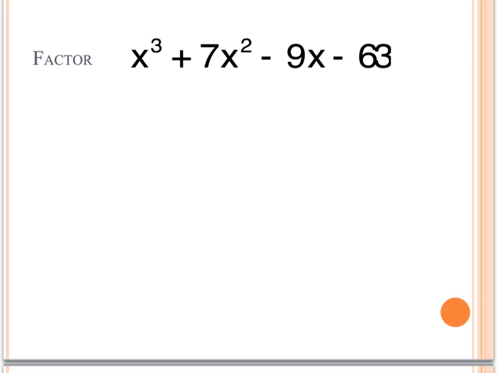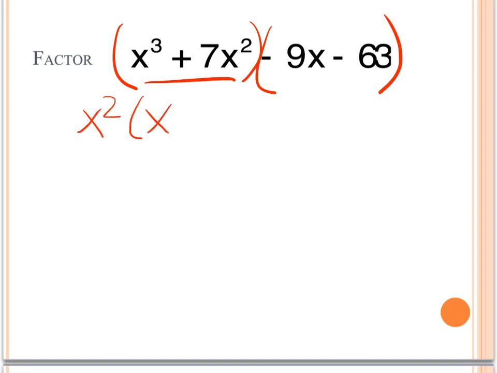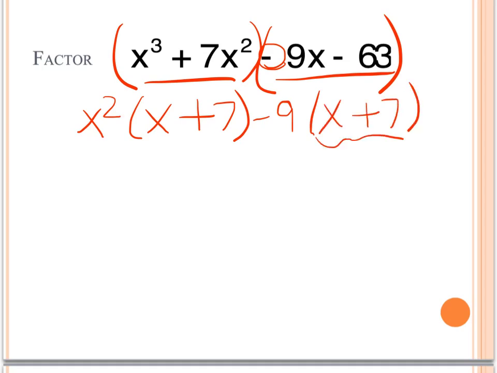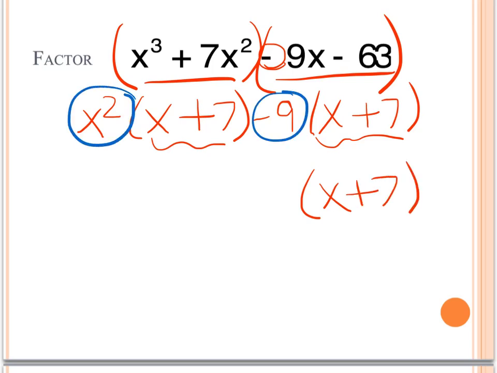So why don't you try this one, pause the video and try this one yourself. Okay, obviously we have 4 terms here, so we want to factor by grouping. If I look at the first parentheses, I can take out an x squared and I'll be left with x plus 7. If I look at the second parentheses, because I have the subtraction, I'm going to factor out a negative 9 and I get x plus 7, and lo and behold, these are exactly alike, so we leave that over here. And then remember that we take whatever is left over, and that's the other factor over here.